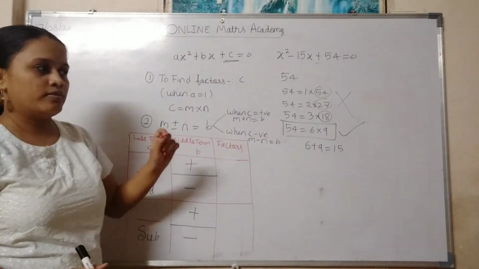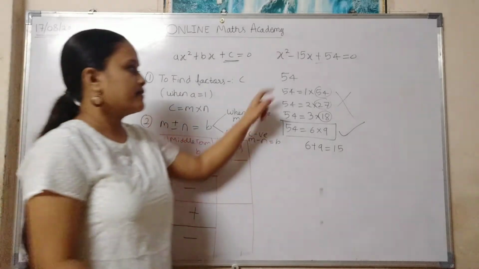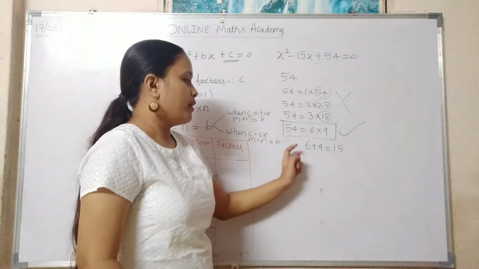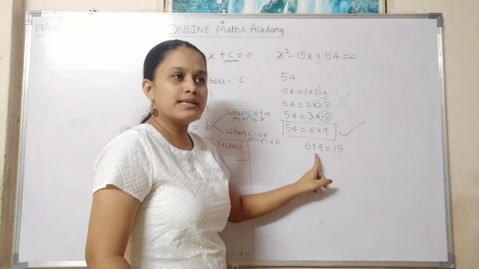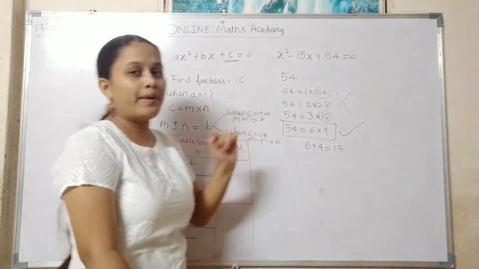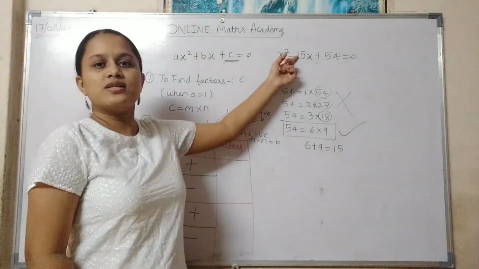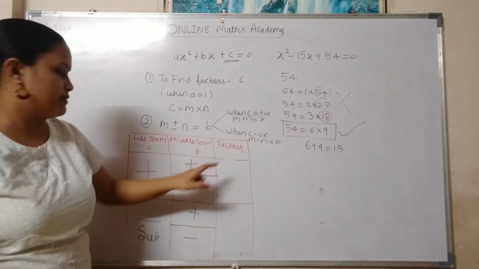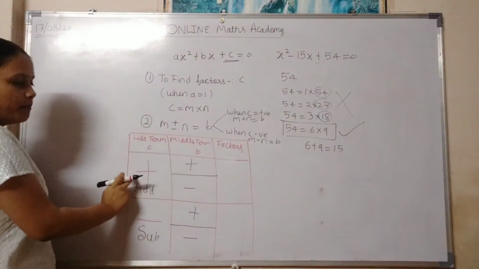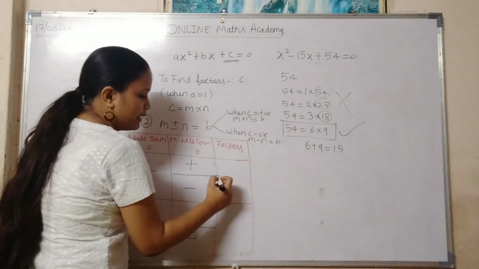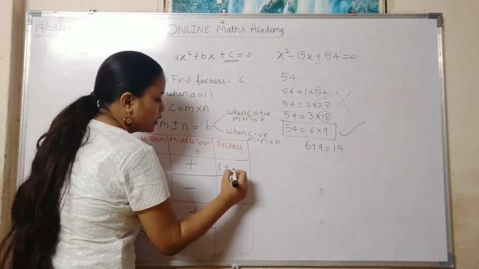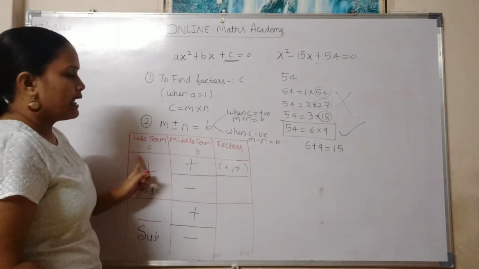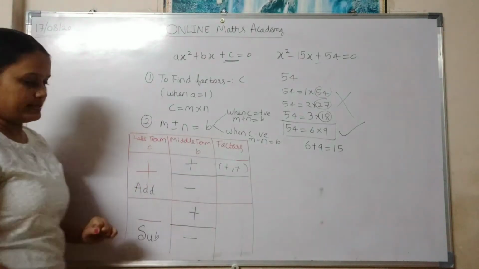Okay, now one more question arises. Here b has a minus sign, it is minus 15. But if I add 6 plus 9, I will get 15, not minus 15. Now what about this minus 15? For that, this is the third column, factors. When you have last term plus and middle term plus, then the signs of both factors will be plus, because the multiplication is plus and the last term is also plus.